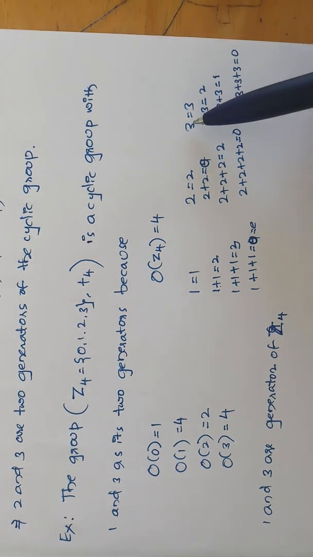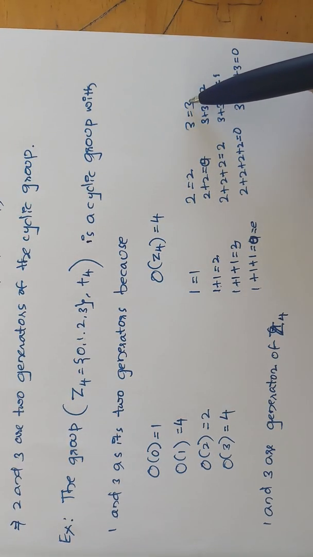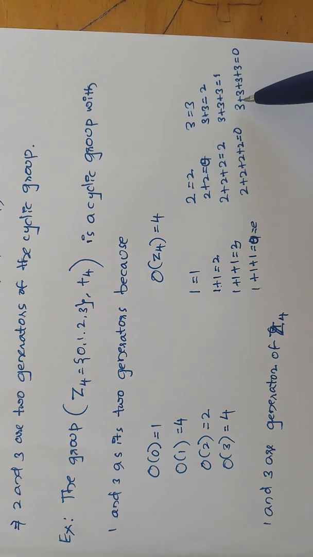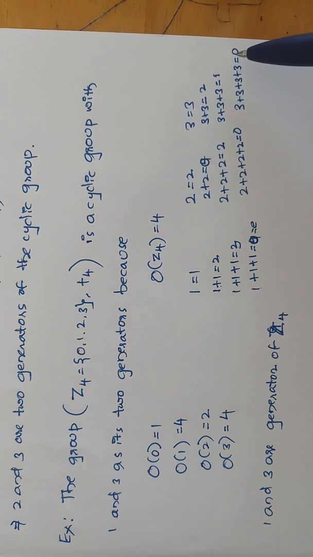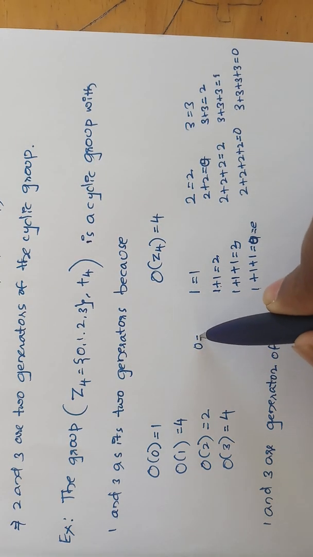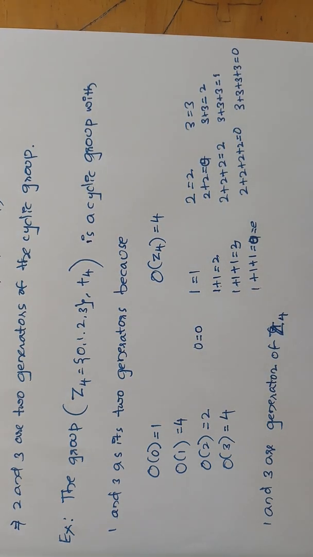So from 3: if you add 3 one time, you get 3. Two times, that is 6 divided by 4, remainder 2. Three times, you get 9 divided by 4, remainder 1. Four times, that is 12 divided by 4, remainder 0. So here 3 also constructed all the elements of group Z, and 1 also constructed all the elements of group Z.